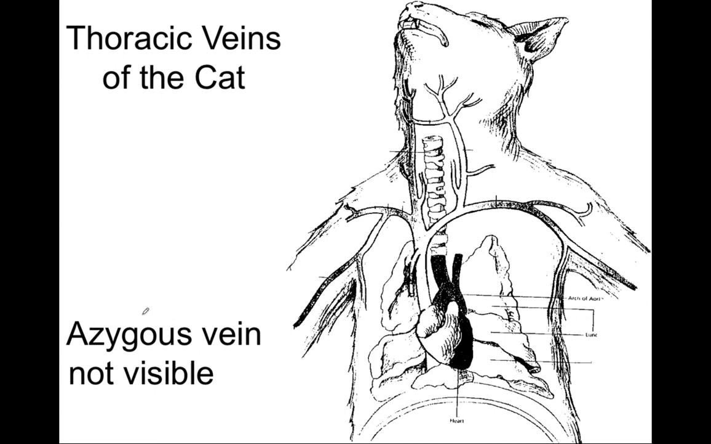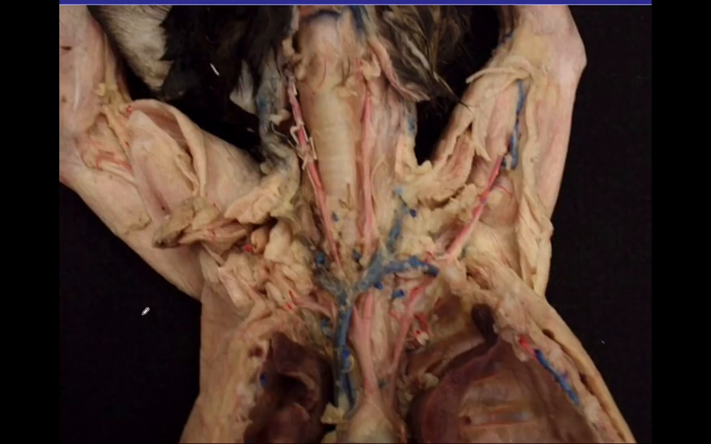The azygos vein will be shown coming up the backside of the heart, and I will show you this vessel in just a few slides. But first, let's go ahead and identify each of these veins on the cat, and then we'll distinguish between the arterial supply and the venous drainage.